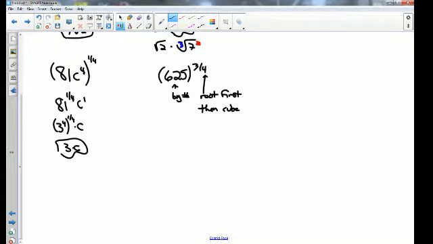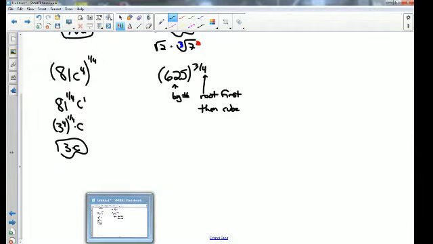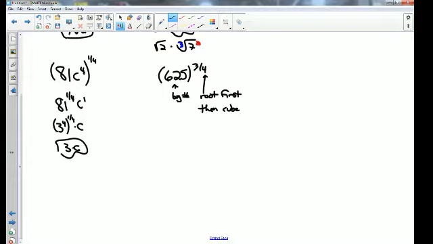Does anybody know the 4th root of 625? How did you know that? Was it a guess? You just knew it? Yeah. So the 4th root of 625 to the 3rd power is what we're looking at. But we want to do this first to make it easier, which is 5. Five cubed is?